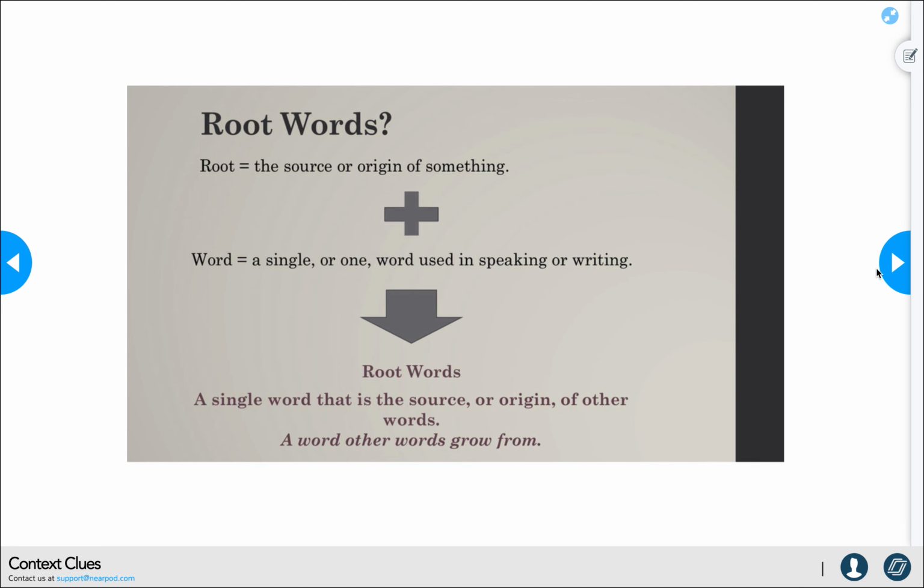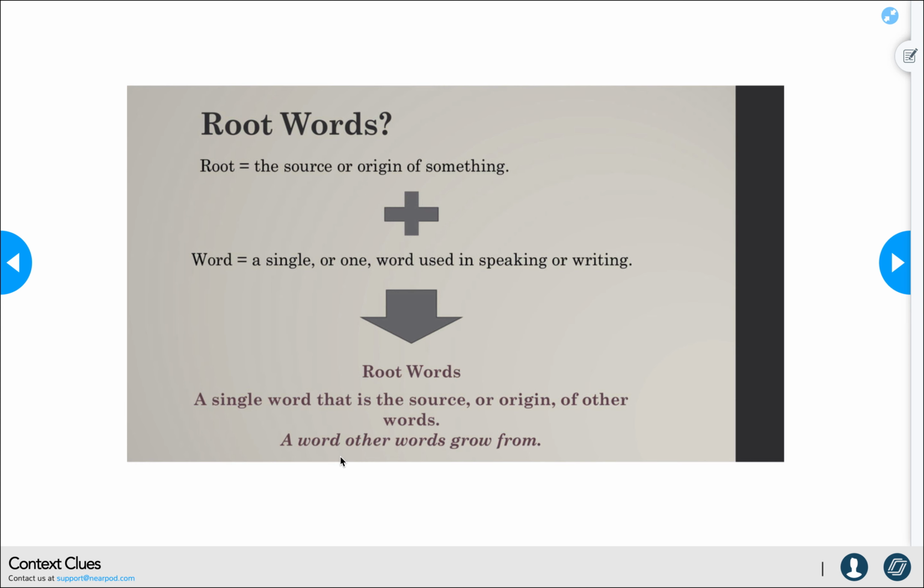So now that we've gone over the 5 types of context clues, let's look at root words. And you might be asking, what are root words, Ms. Garcia? Sounds like just a word, but it's a little different. So root is the source or origin of something. Word is a single or one word used in speaking or writing. Therefore, root words are a single word that is the source or origin of another or other words. So a word other words grow from.